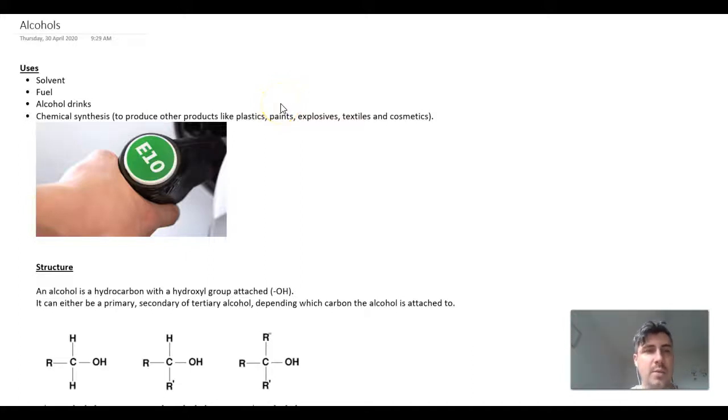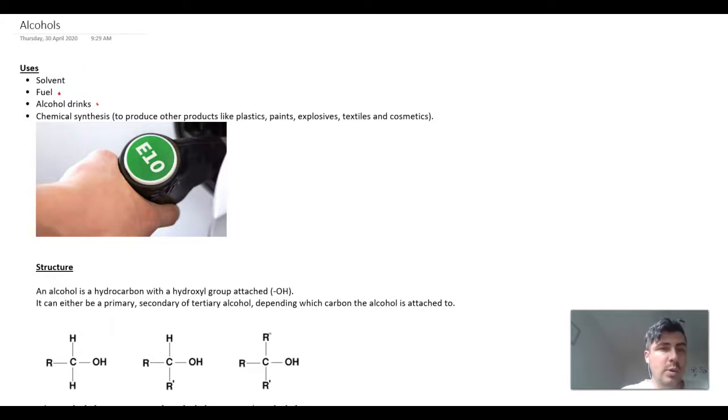Okay, in this video we're going to be looking at alcohol. Alcohol is a very well known type of chemical. Everyone pretty much knows what alcohol is, even non-chemists. And there is actually a massive variety of uses for alcohol, not just for alcoholic drinks, but also for biofuels. So E10, like in this picture here, has ethanol in it. It's quite a common organic solvent.